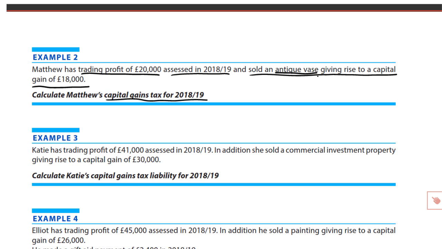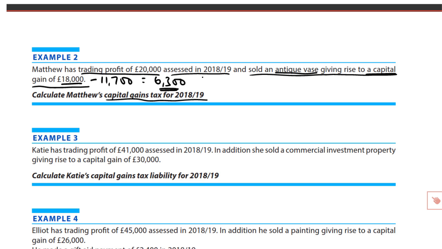So the first thing we can do is to work out our taxable gains. Now they've given us the capital gain on the asset. There aren't any losses either of the year or brought forward, so away from that gain of the year, we'll need to deduct our AEA of £11,700. That will then bring you down to a taxable gain of just £6,300. But then we need to work out the tax on that £6,300.